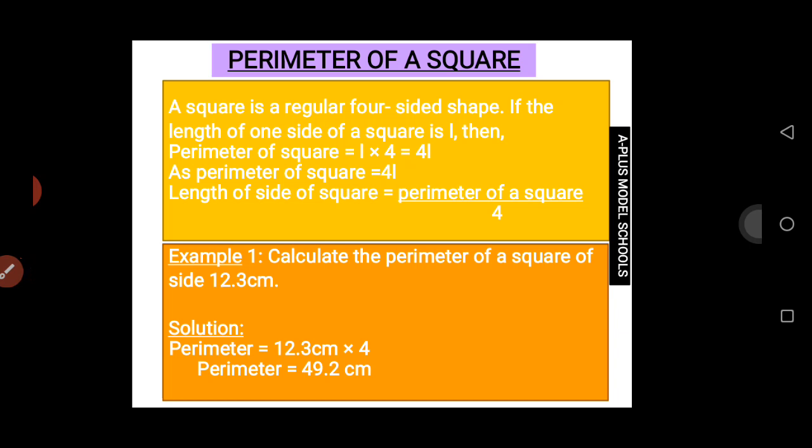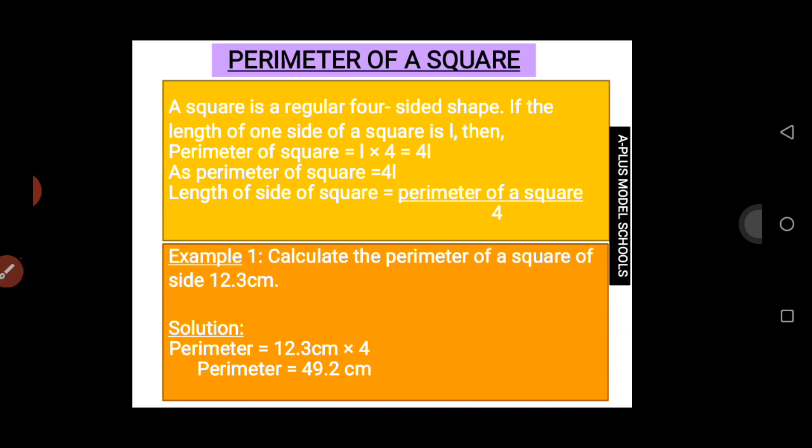So if one of the sides of a square is L, then the perimeter of the 4 sides will just be 4 multiplied by L, since they have the same length. So the perimeter of a square, the formula is 4L. You will notice that under this perimeter we are dealing with formulas, and these are the things you must know. You must not forget it.